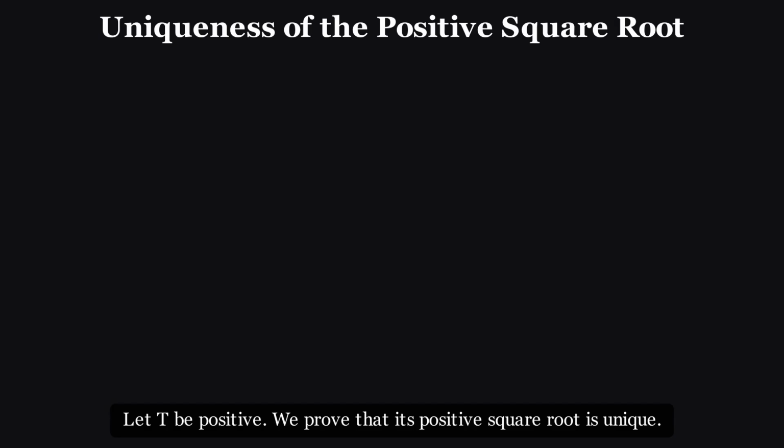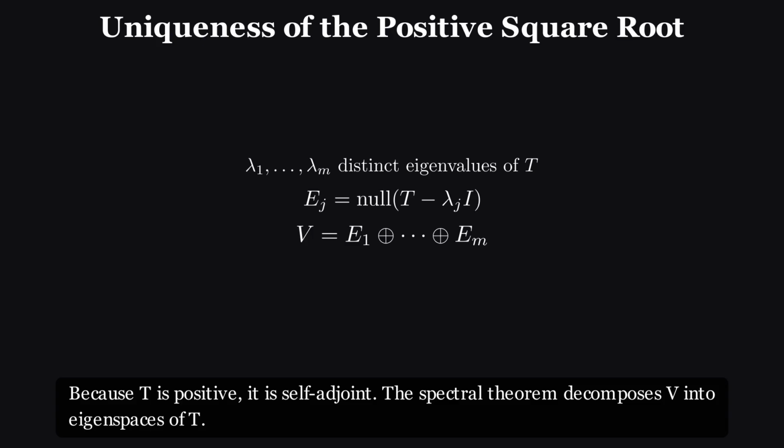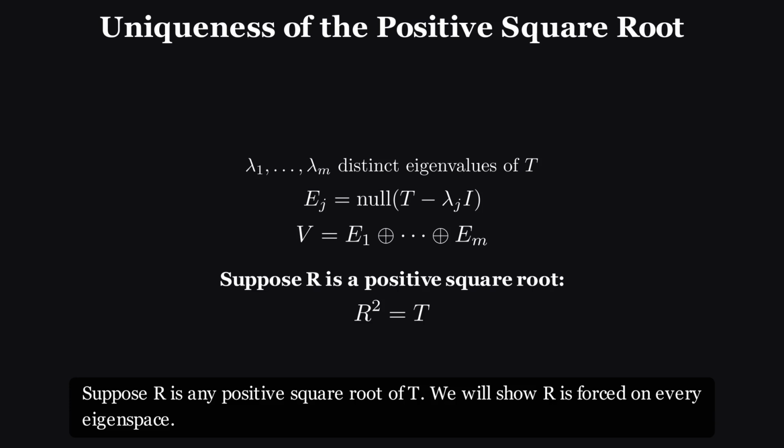Let T be positive. We prove that its positive square root is unique. Because T is positive, it is self-adjoint. The spectral theorem decomposes V into eigenspaces of T. Suppose R is any positive square root of T. We will show R is forced on every eigenspace.